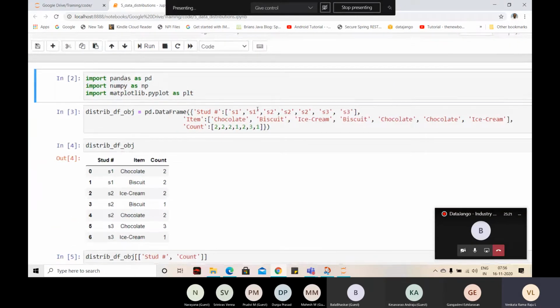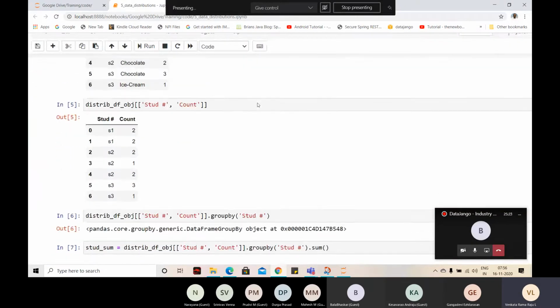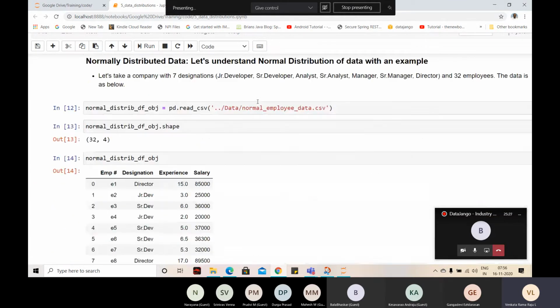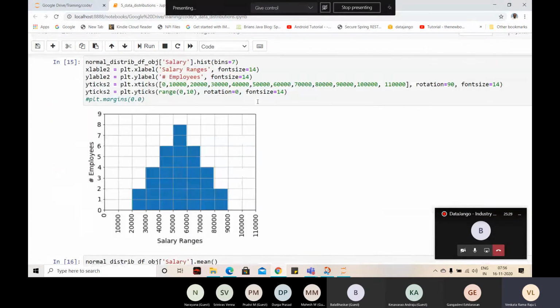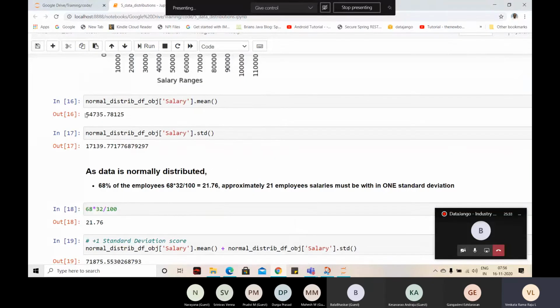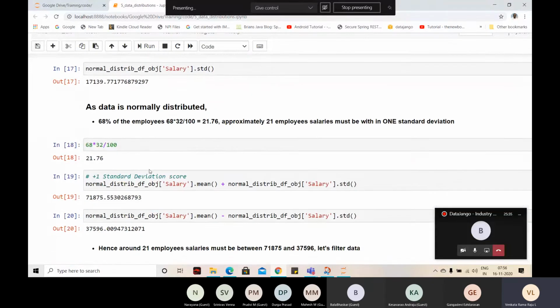Whatever graphs we have seen on the slides, I just implemented here. So this is the graph we saw, and how to do these graphs also. This is normally distributed data, and I calculated the mean and standard deviation. 68% of 32 is going to be 21.76, around 21 people. So 21 people should fall within one standard deviation.